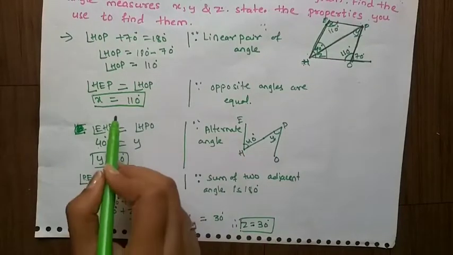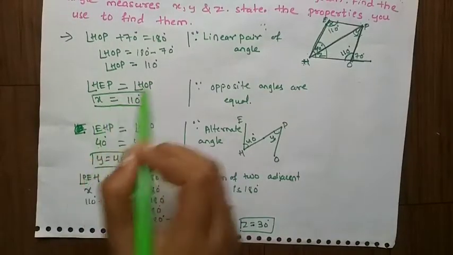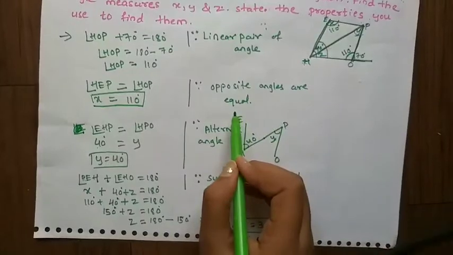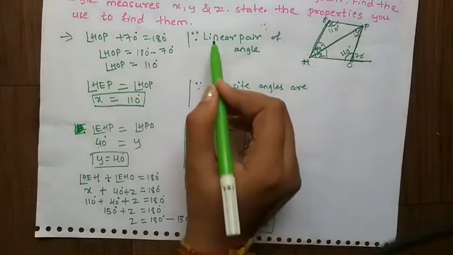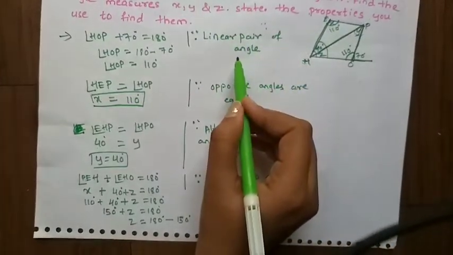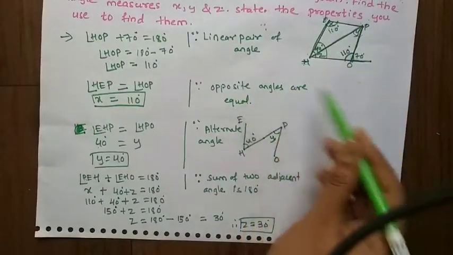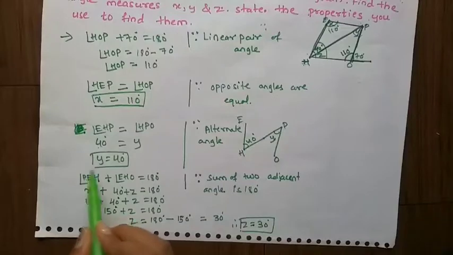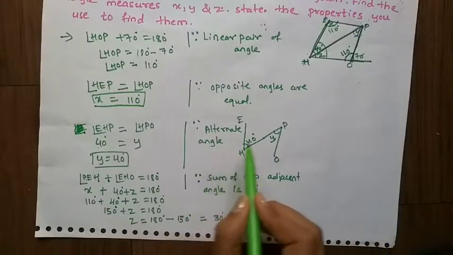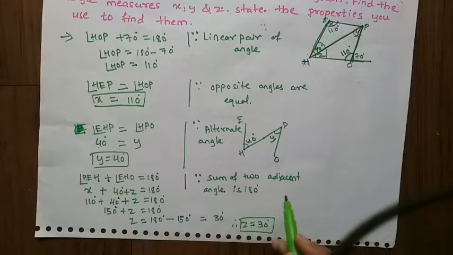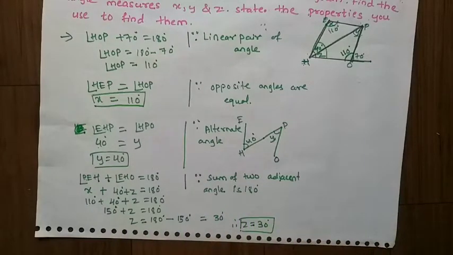Here for solving x value, I am using the condition opposite angles are equal. Okay, so the first condition is linear pair of angles. Next we are using for solving x, opposite angles are equal. For solving y, I am using the condition alternate angles are equal. For solving z value, I am using the condition sum of two adjacent angles is 180 degree. So this is the solution of the 7th question.